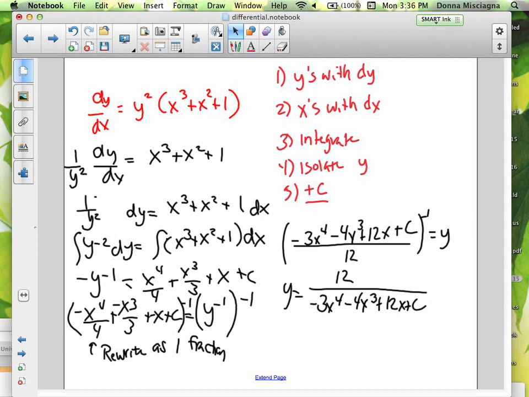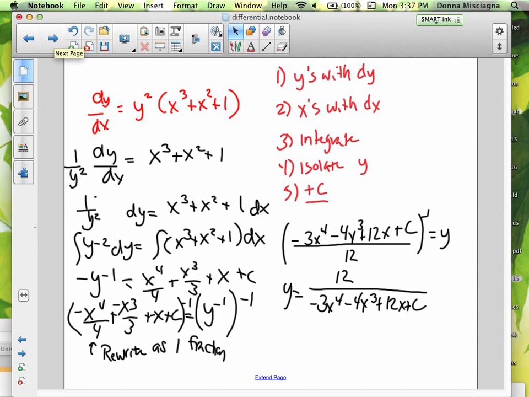So my common denominator here is 12. So I could change negative x to the 4th over 4 to negative 3x to the 4th divided by 12. And I could change negative x cubed divided by 3 to negative 4x cubed over 12 and negative 12x over 12. And then the c doesn't really matter. C over 12. And then now I have it solved for y. So the family of functions, the general solution for my differential equation here is 12 over negative 3x to the 4th minus 4x cubed plus 12x plus c.